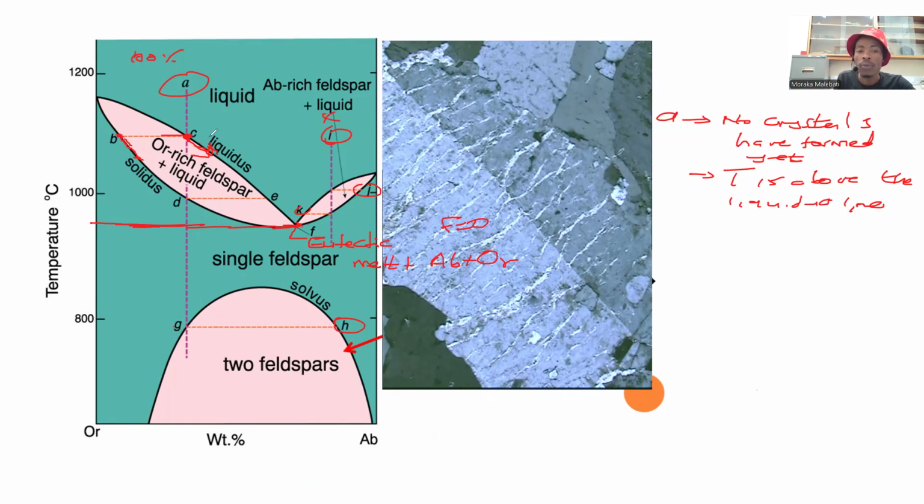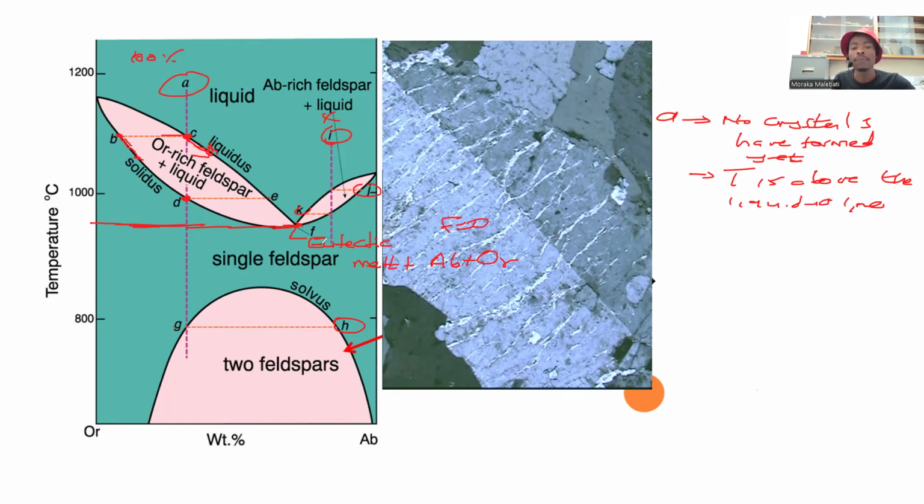So I hope up to so far you understand. And D, that's where our last crystal starts, that is the composition of the last crystal. Okay, so our last crystal is here, and our last melt will be here. So I hope you guys, if you revisit that, you're going to understand even more.